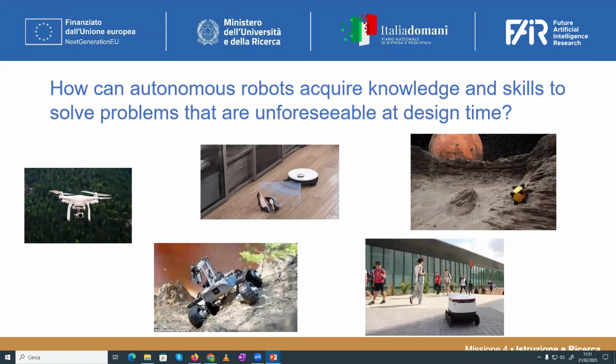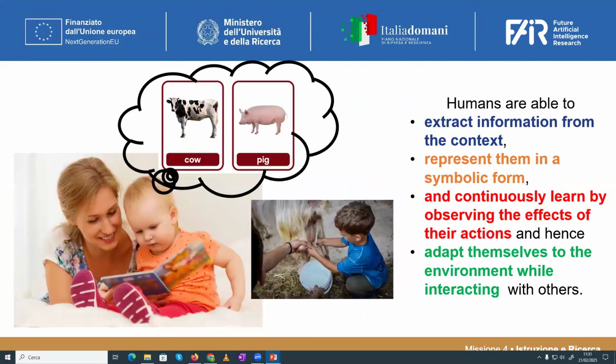In this talk, we have this general question: how does an autonomous robot acquire knowledge and skills to solve problems that are not predictable in advance? In one phrase, how can we improve the autonomy of a robot? Humans are autonomous for sure. They are able to extract information from the context, to abstract reality into symbols, and to learn continuously from the environment and adapt themselves. In some way, we can try to do the same with robots.